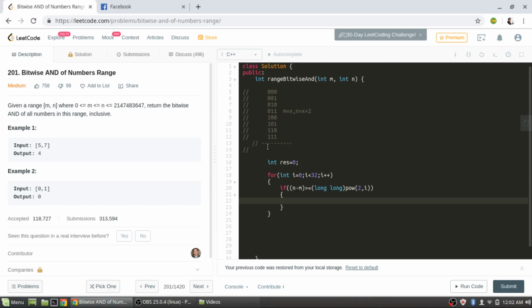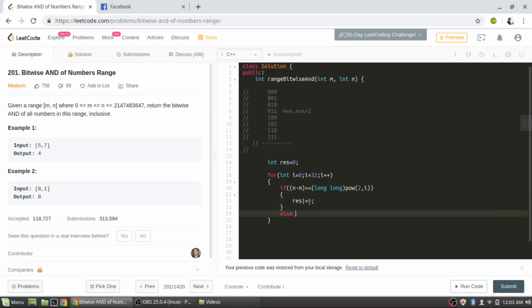So how are we computing the result? We are computing column wise, right? So maximum we have 32 columns. So in the ith column, if the difference is greater than 2 to the power I, we are always going to get the result. So how we can update this in our result is that we'll just OR with 0, right?